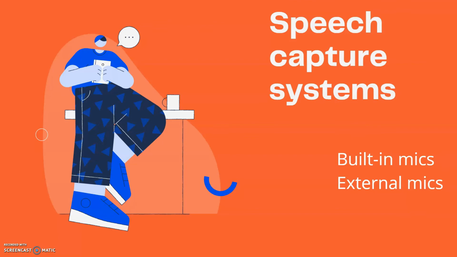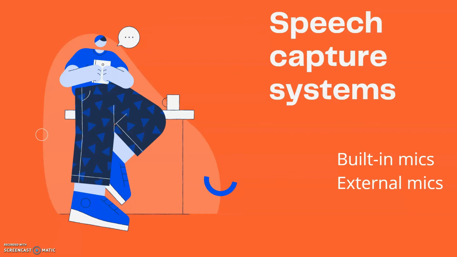So the second main requirement, as we mentioned earlier, is the speech capture systems. By speech capture systems, I mean the ability to capture your voice with the clarity that you need in order for it to be translated into actual text. So in this category, I classify the speech capture systems into two main categories, including the built-in microphones and external microphones. The built-in microphones are those audio capture systems that are built into devices. For example, mobile phones have audio capture systems. Laptops and desktops also have built-in audio capture systems.